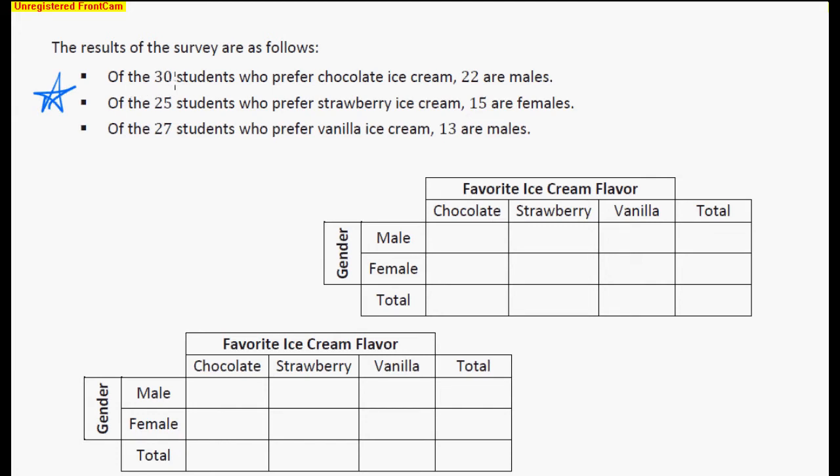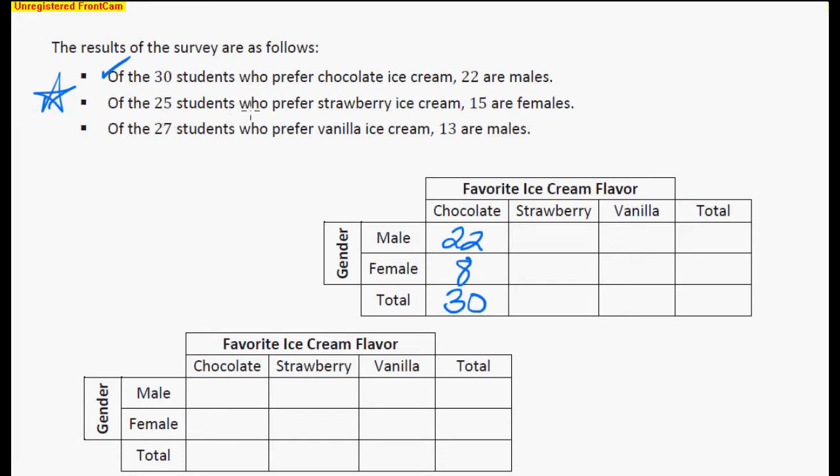All right, so it says of the 30 students who prefer chocolate. So down here under chocolate, I've got 30 students that prefer chocolate. I'm going to put a 30 right in there. 22 of them are male, so I'm going to put a 22 in right in there. That means if I have 30 total, that means 8 of them are female. All right? So I use this piece of information right here.